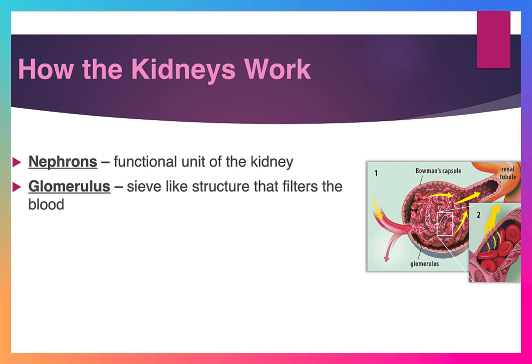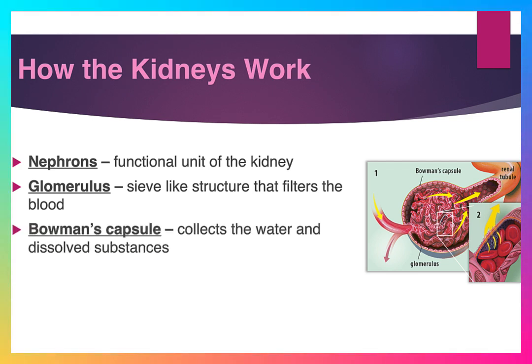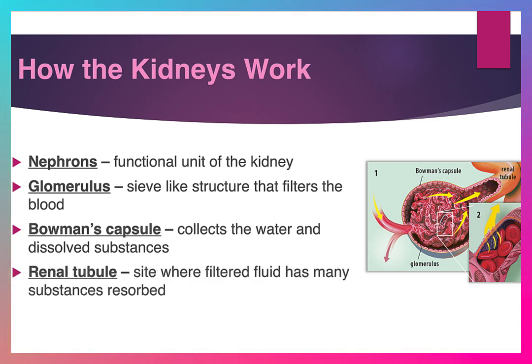And it is a sieve-like structure that filters the blood into a space called Bowman's capsule, which is this space right here and right here. Actually, this is called Bowman's space, and Bowman's capsule is this whole structure right here. And then the urine, once it's filtered here, goes into this tube right here, which is called a renal tubule. And once the filtered fluid is taken out of Bowman's space, it goes into the renal tubule. The function of the renal tubule is to reabsorb multiple substances in fluid.